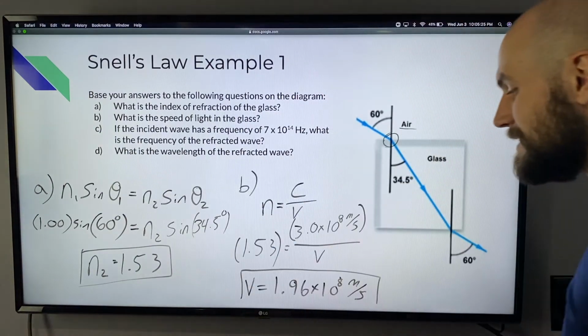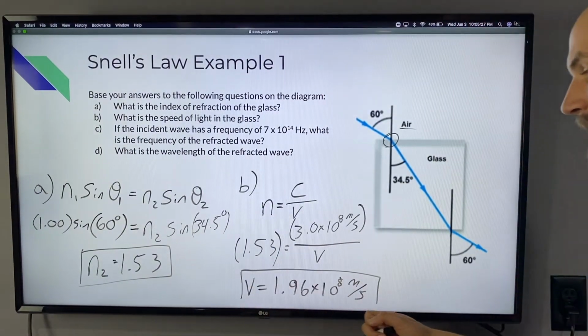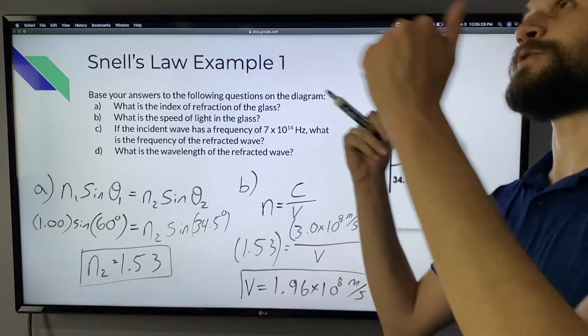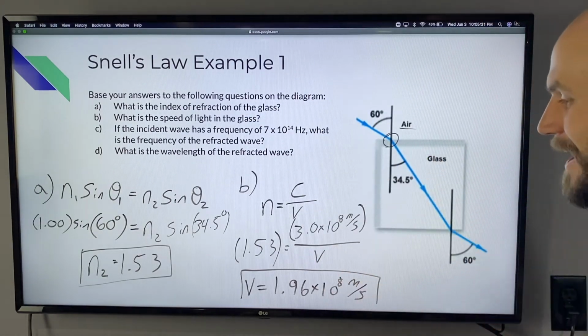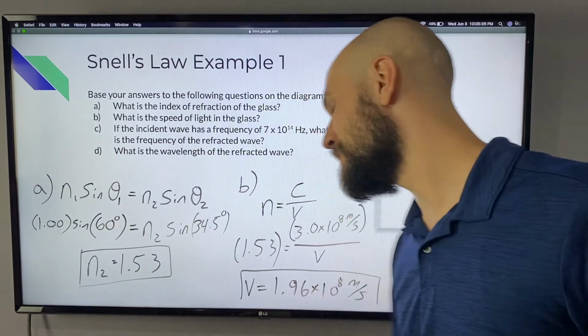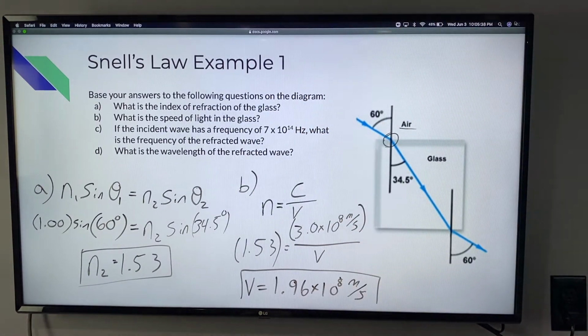Okay, and as you can see, this is slower than the speed of light in a vacuum. So the light goes from the air to the glass, slows down, it bends towards normal, and we have how fast exactly that light is moving through the material. 1.96 times 10 to the 8th meters per second.